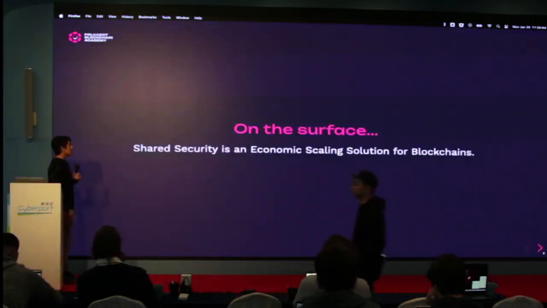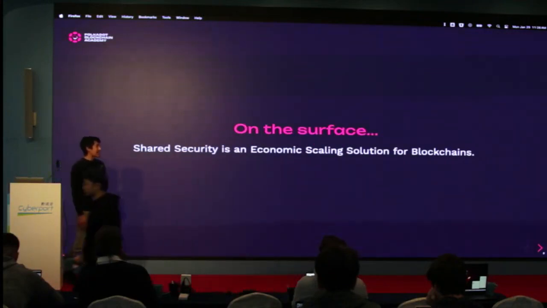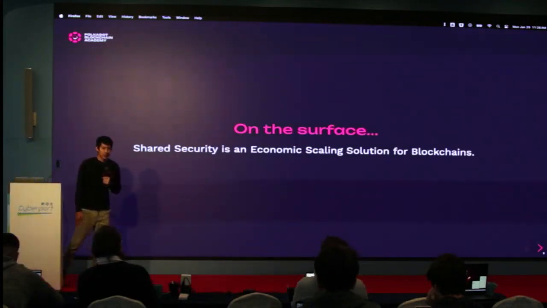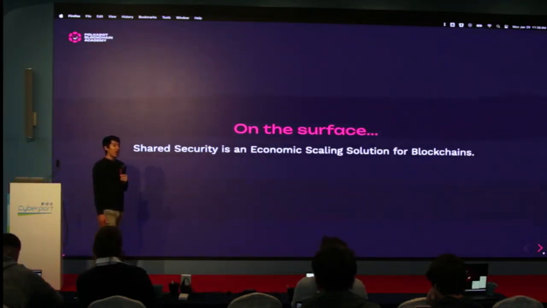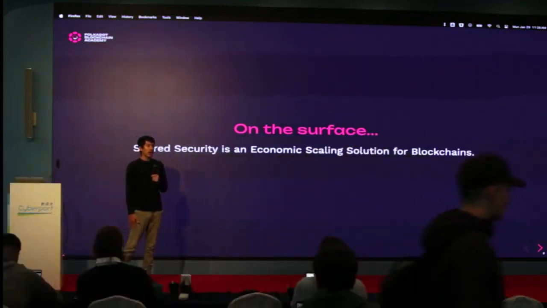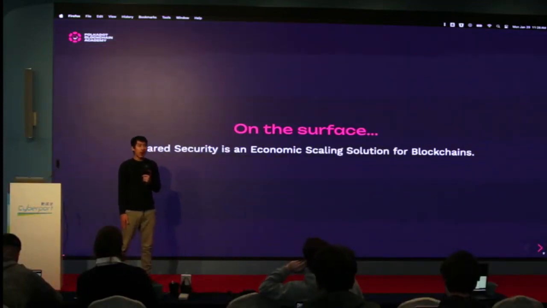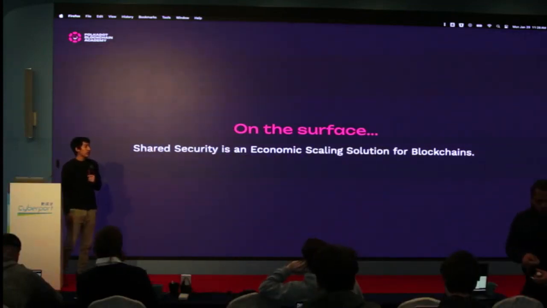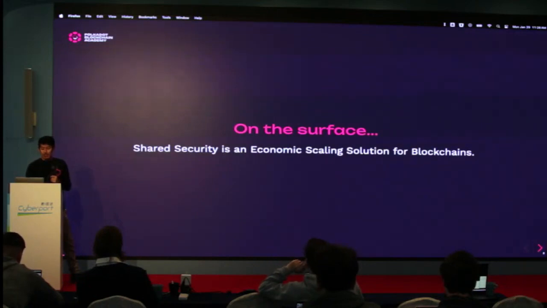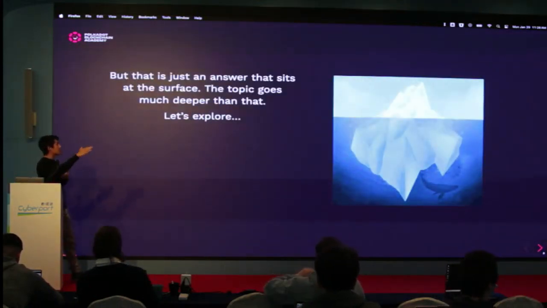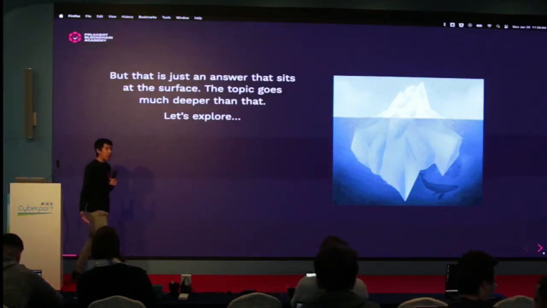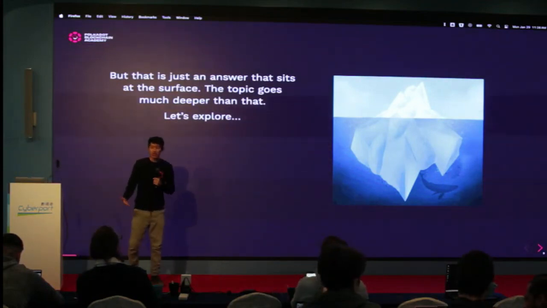On the surface, shared security is an economic scaling solution for blockchains, right? It makes sense that you have a bunch of chains, we have a multi-chain future, and you want them all to be secure, right? If they're not secure, they are attackable, and then the properties of blockchains are not useful. So it is an economic scaling solution. But that's just an answer that sits at the surface, and the topic goes much, much deeper than that. So let's explore what is security and what is shared security, right?